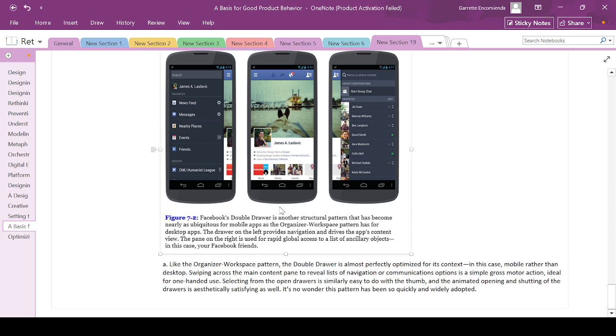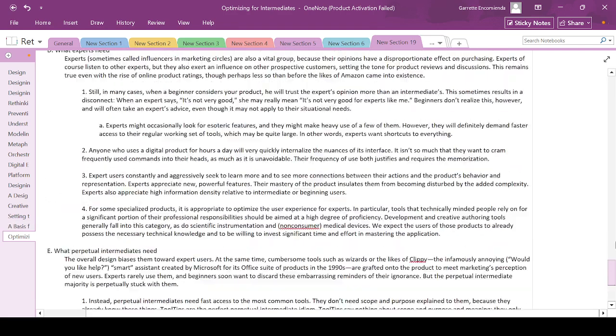So it removes cognitive load. It's another structural pattern that has become nearly as ubiquitous for mobile apps as the organizer workspace pattern has for desktop apps. The drawer on the left provides navigation and drives the app content view. The pane on the right is used for rapid global access to a list of ancillary objects, in this case, your Facebook friends. So here, the last topic.